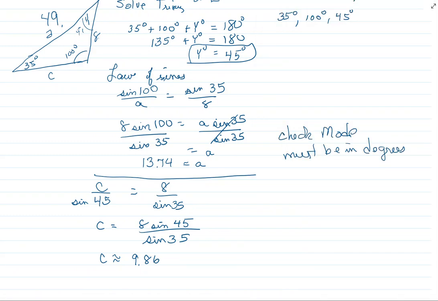So we had our degrees and we have our sides: 8, 13.74 is what I got, and 9.86. How we doing? I remember that one. That was really fun. Solve the triangle. Yeah, sine is the best.